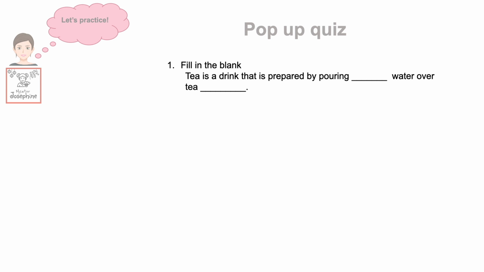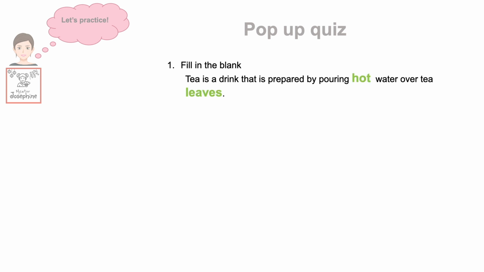Let's do a pop-up quiz and see if you understand the concept of tea. The first question. Tea is a drink that is prepared by pouring water over tea. Do you know what are the answers to these two blanks? I'll give you a few seconds to think about the answer. 3, 2, 1. Let's look at the answer together. Tea is a drink that is prepared by pouring hot water over tea leaves. Good job!